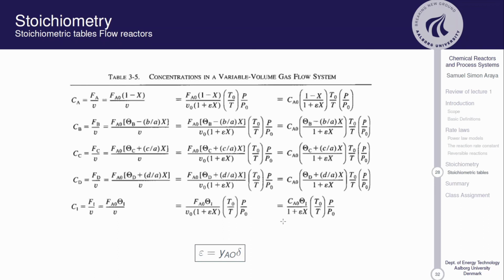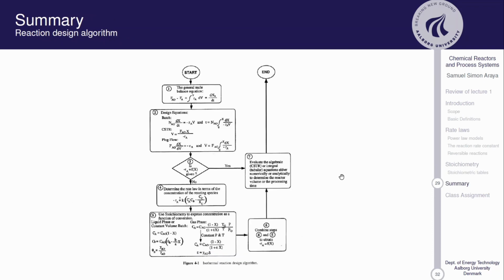Okay, so basically now we know how to construct tables and how to relate the different concentrations with the conversions. And if we put this together with the rate laws, then we have basically the rate of reaction as a function of conversions, which is what we needed to design a reactor. And therefore, this is a very nice algorithm for designing a reactor. So basically, our main equation is the mole balance equation. That is where we start always.